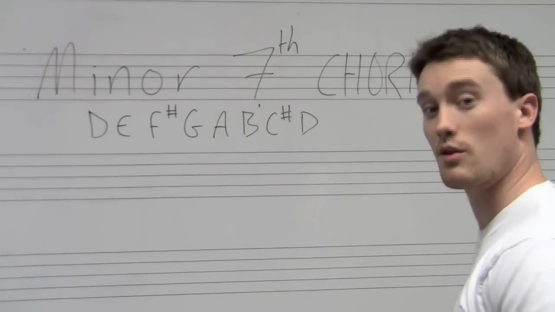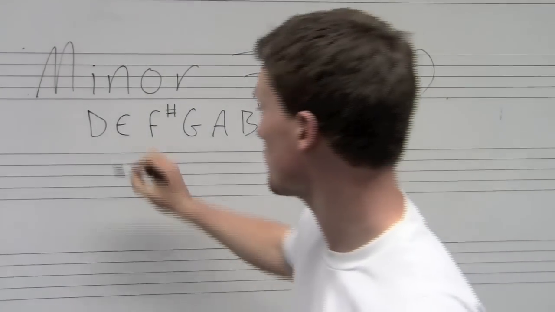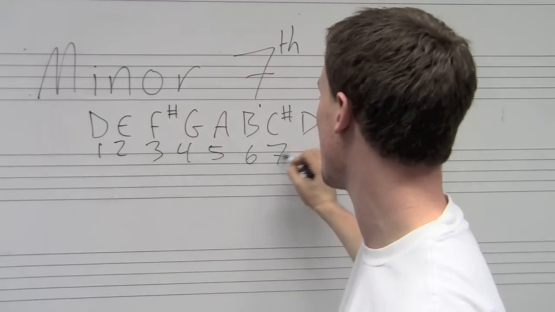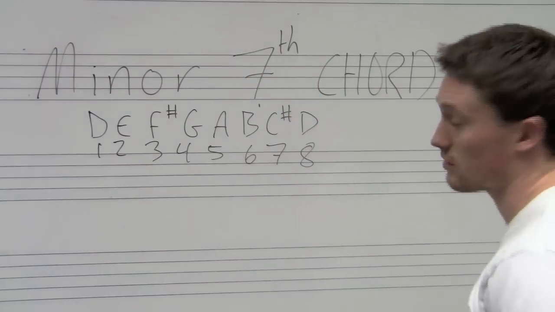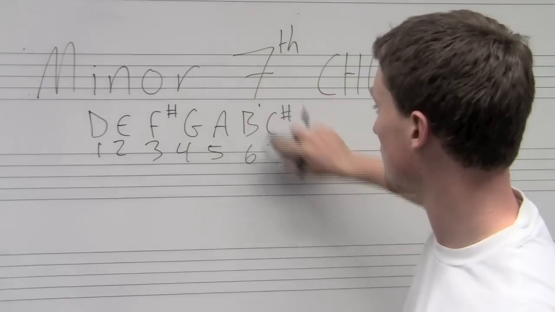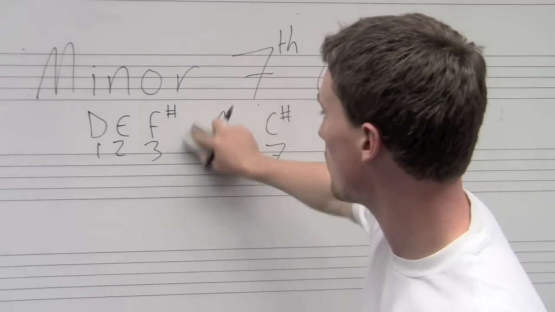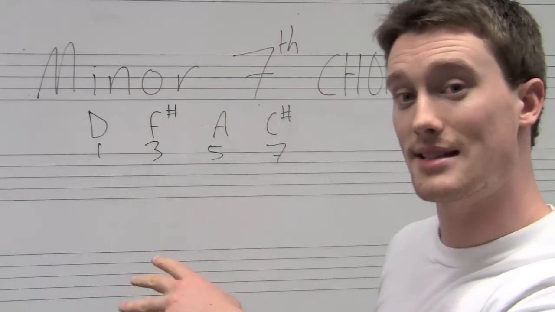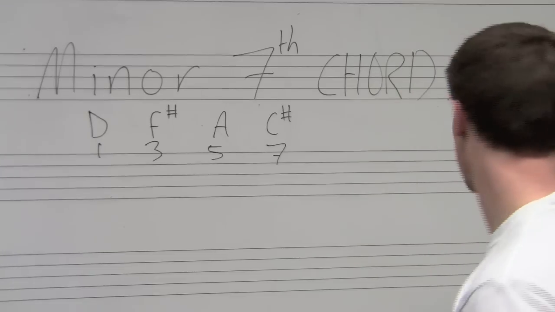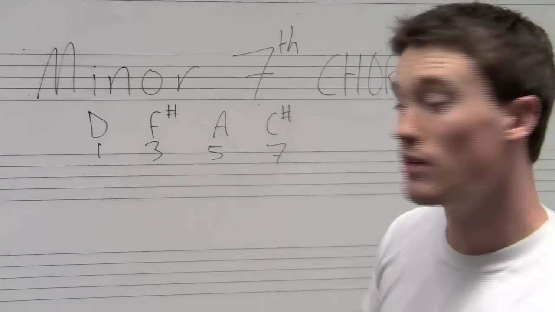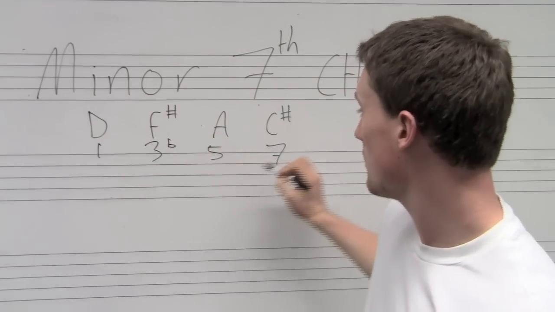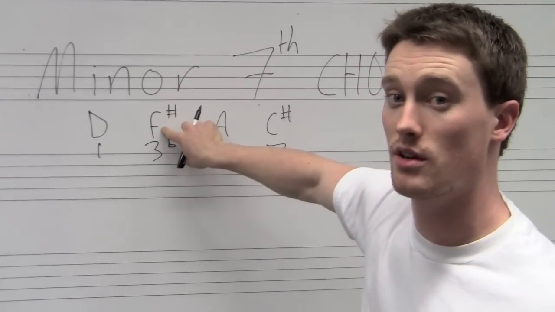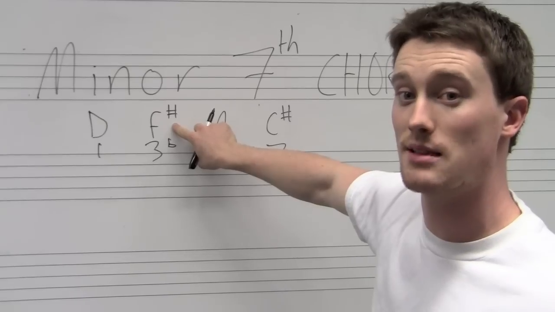So we write down the scale degree numbers. 1, 2, 3, 4, 5, 6, 7, 8. Let's go backwards, take out the 8, take out the 6, take out the 4 and the 2. So there you have it. That's D major 7th, but we flatten the 3rd, so put a flat on the 3, and then instead of F sharp, it's going to go down a semitone to F.